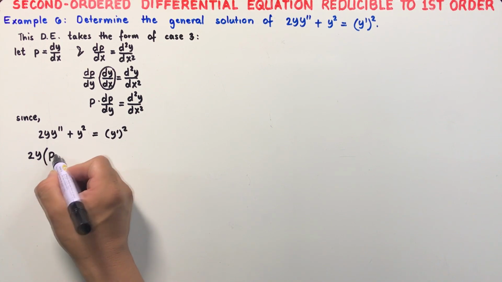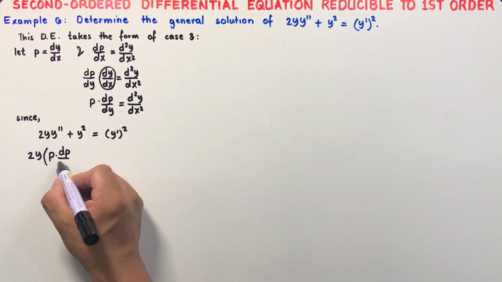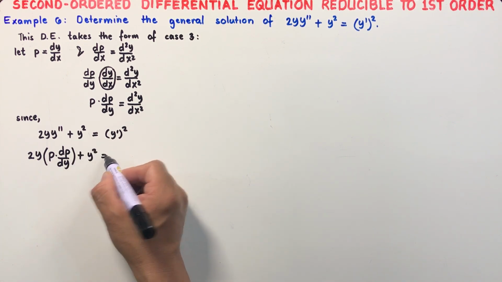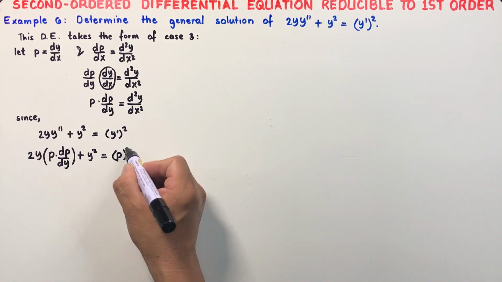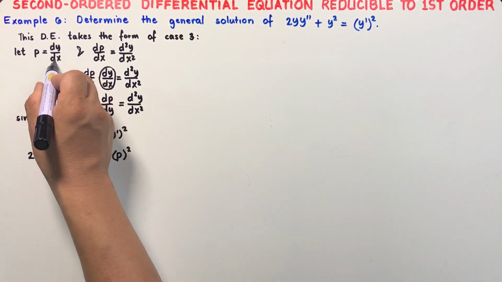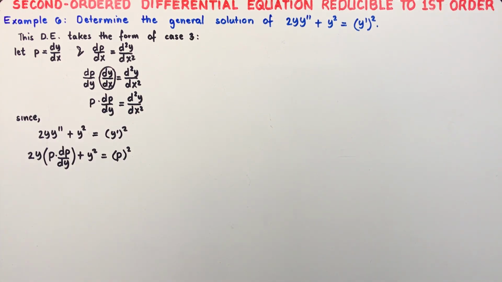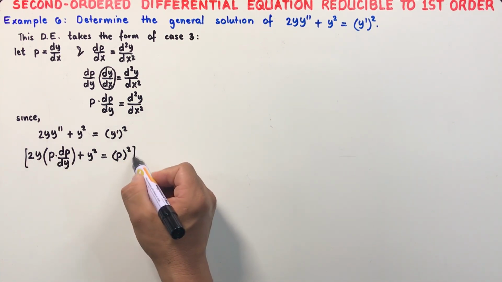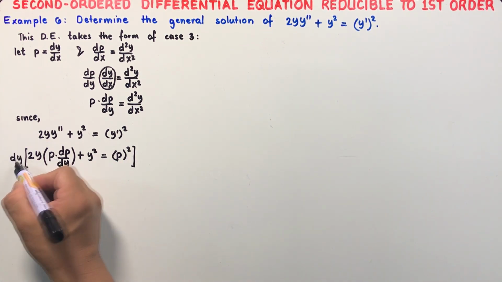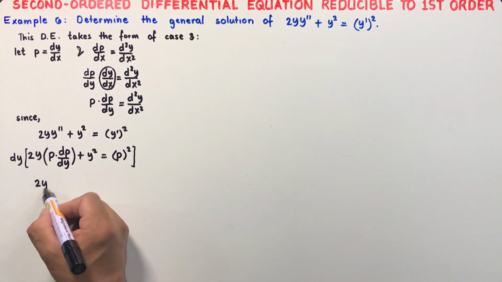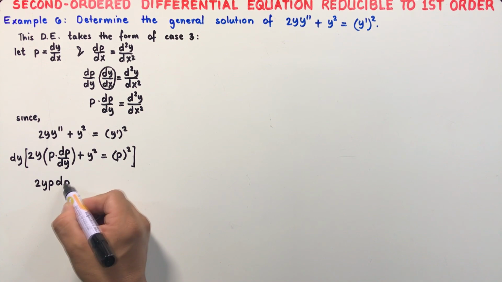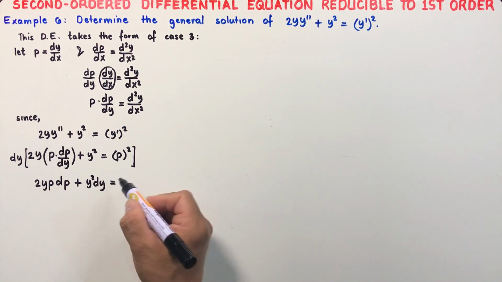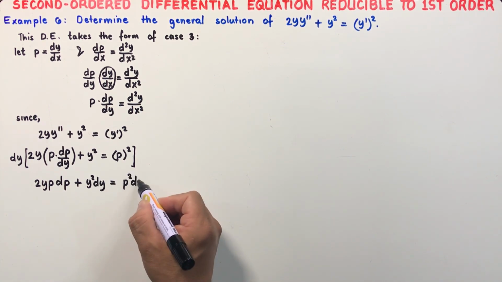So we will write p times the derivative of p with respect to y, and this is added to y squared, which is the square of p here, because p is the first derivative of y with respect to x. Now eliminating this denominator of dy here, we need to multiply both sides of the equation by dy. So we have 2yp times dp plus y squared dy, which is equal to p squared dy here.